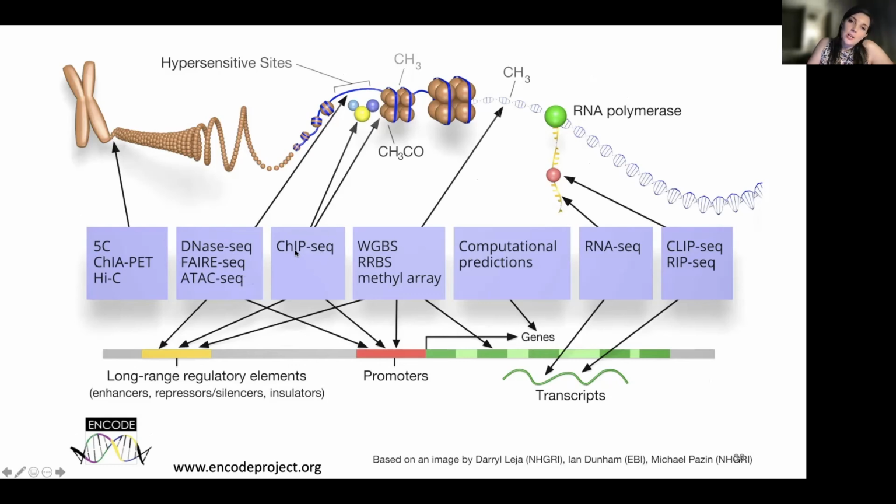They have ChIP-seq data on a variety of different things. They have whole genome bisulfite sequencing. RRBS is another type of sequencing for methylation, and then methyl array, like I mentioned. They've made computational predictions, which you might hear called in silico functional follow-up, RNA-seq data, and another type of data that we haven't discussed. But essentially, they've been trying to put together molecular assays for all of these different parts of the genome, regulatory elements, promoters, and transcripts.